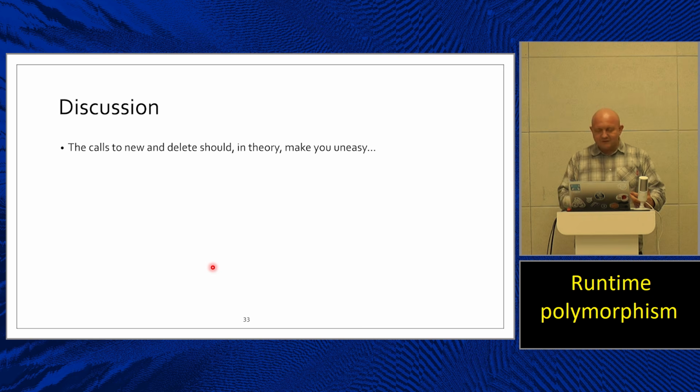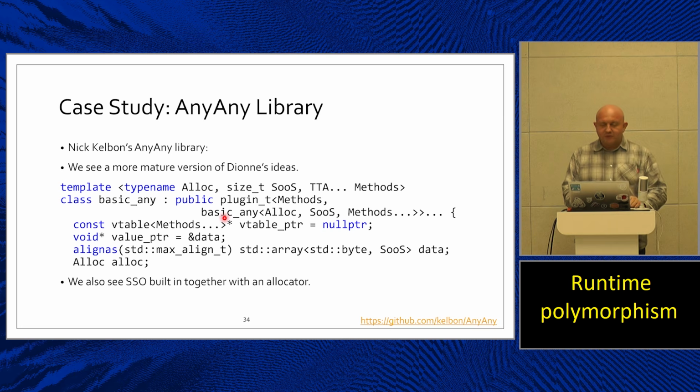No, of course not. So the moment we encapsulate runtime polymorphism, we must also think about allocator awareness and small object optimization. Otherwise, we just moved the ownership problem. We didn't solve it. And this is where more mature libraries come in. I would wholeheartedly recommend Nick Kelbon's Any library, a very nice example from one of the subscribers of my channel and my colleagues here in Moscow.